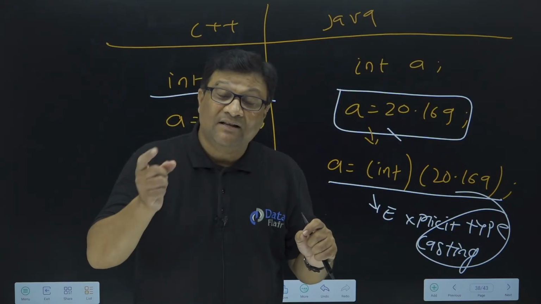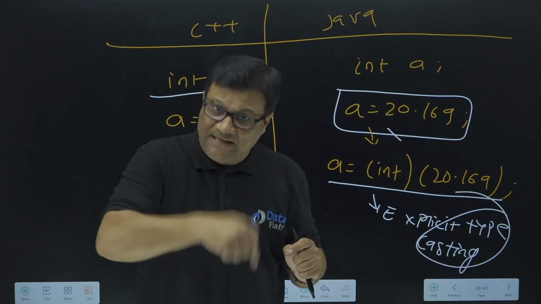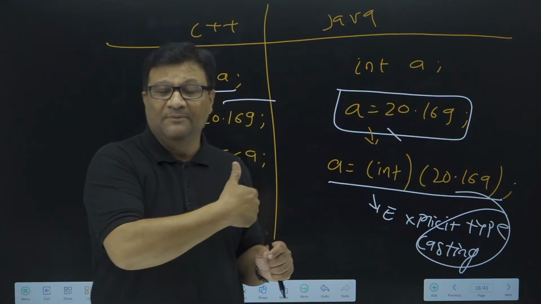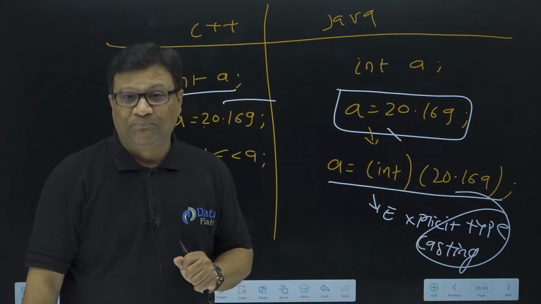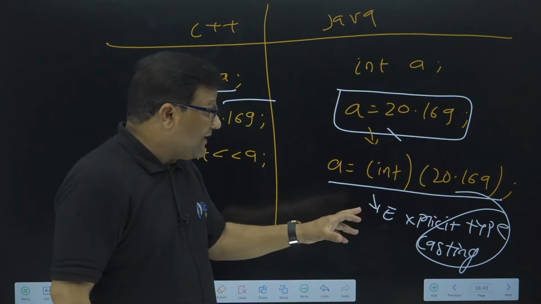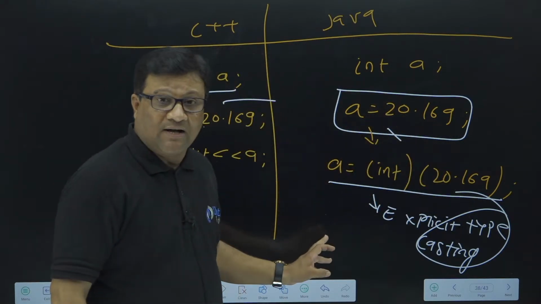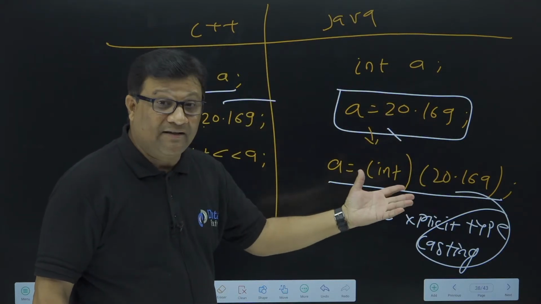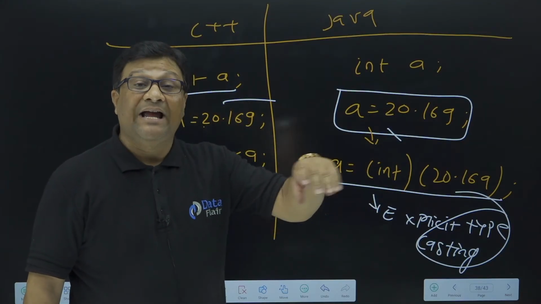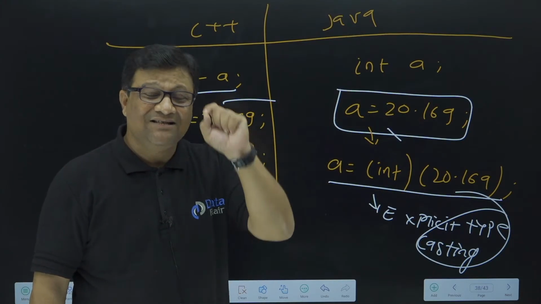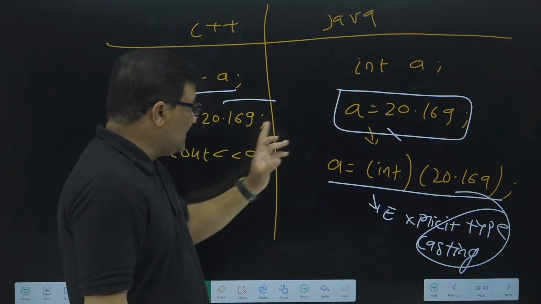Conversion means when things happen automatically, implicitly. That is called conversion. In C++ we have a conversion concept, but in Java we have a casting concept. Forcefully we have to convert one type of data into another type. It will not be done automatically in Java, because in Java we don't have a type conversion concept. We have a type casting concept in Java. So that is the major important difference between C++ and Java.